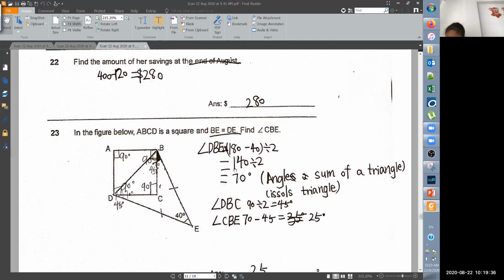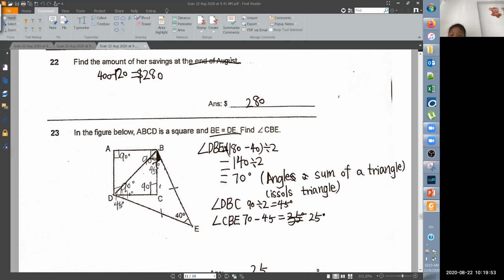What are you using here? 140 divided by 2, and then you get 70. What rule are you using? Angle sum of a triangle and isos, right? If you want to use short form, your isos here is wrong. The spelling is a bit wrong. Isos is this.